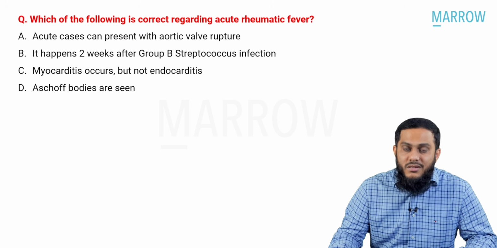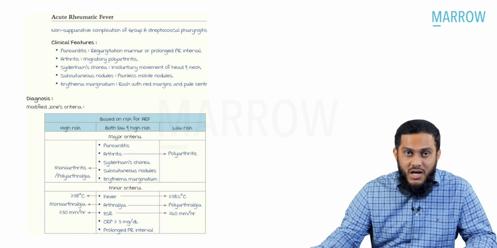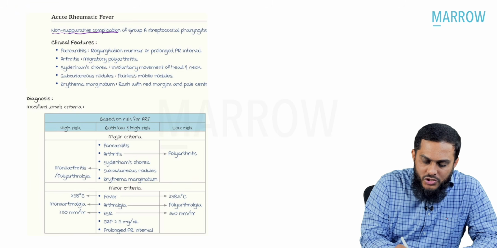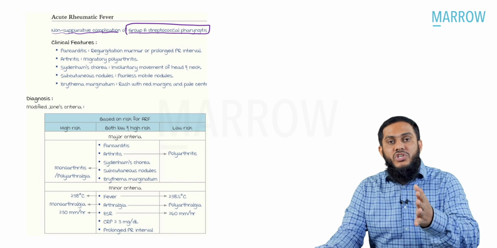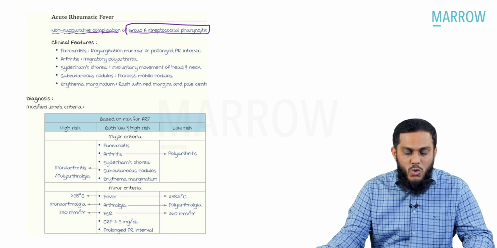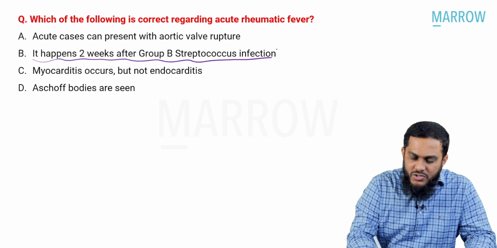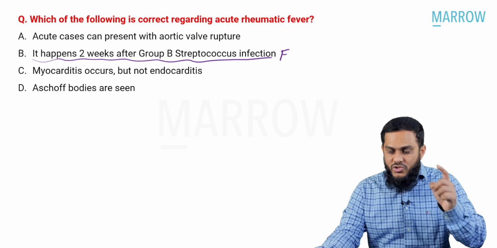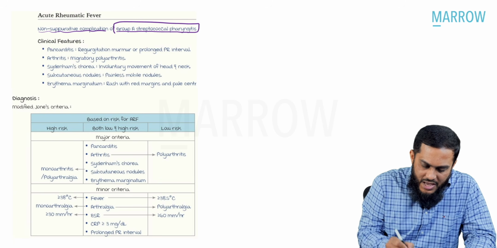Which of the following is correct regarding acute rheumatic fever? Again, acute rheumatic fever we have discussed in class notes in the cardiovascular system. And we have clear-cut written it is a non-suppurative complication of group A streptococcal pharyngitis. Group A streptococcus causes pharyngitis, followed by which a complication will occur that is known as acute rheumatic fever. So here it says it happens 2 weeks after group B streptococcus infection. False statement, because just now we have seen it occurs after group A streptococcal infections. Again, if you further see our class notes, we have written it causes pancarditis.